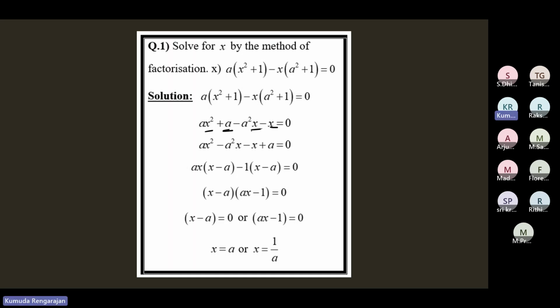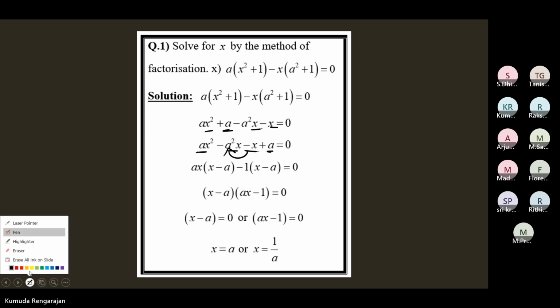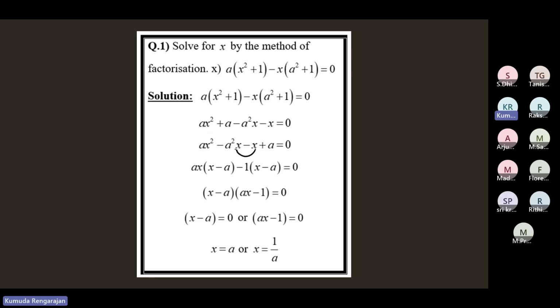So you can factorize this by grouping. But before you group, arrange the terms correctly. Write the x square term first, and then the two x terms, and then the constant. You can exchange this also. You can write this one here and this one here also. That also will work.